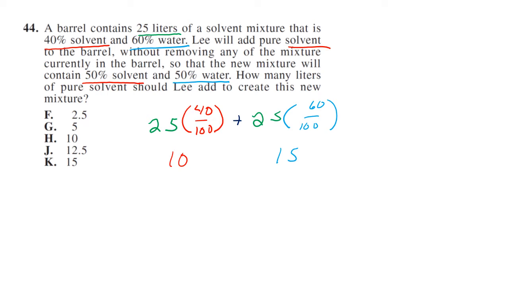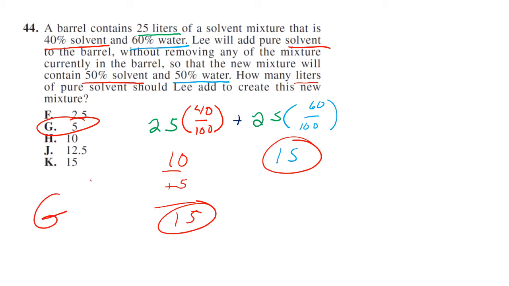So how many liters do we have to add to make sure that we have equal amounts of solvent? How many liters? Well, we have to add 5. So plus 5 equals 15. So we have 15 of solvent and 15 of water. So your answer is G.